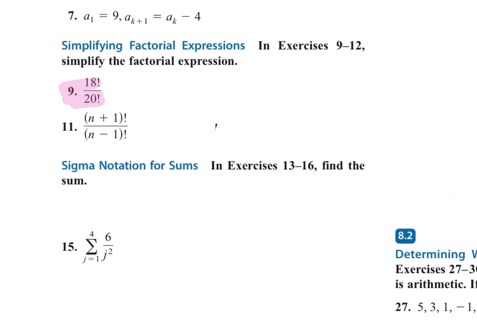What does it mean if it says 18 factorial? You keep multiplying down, so 18 times 17. If it's something like this, then the goal is to take the bigger one, break it down until you get the smaller one, and simplify from here.